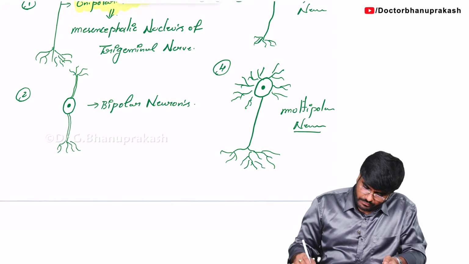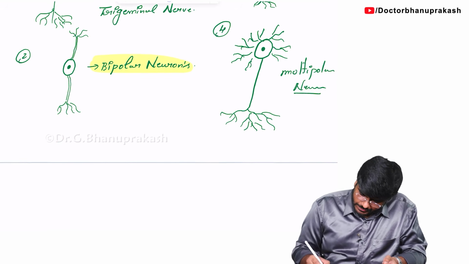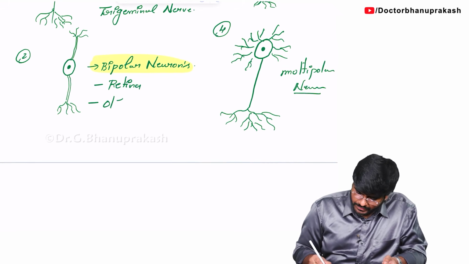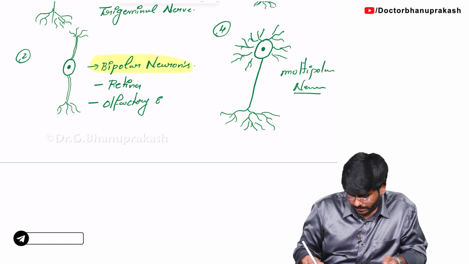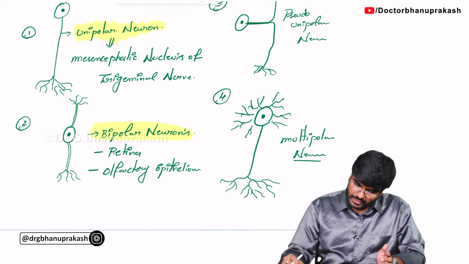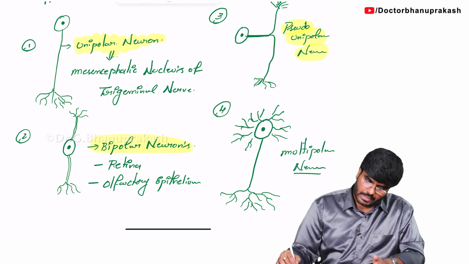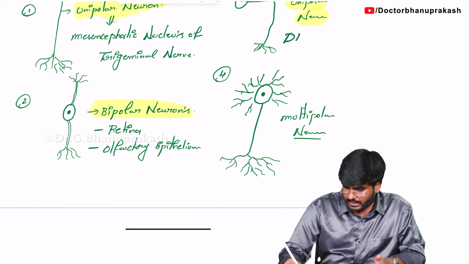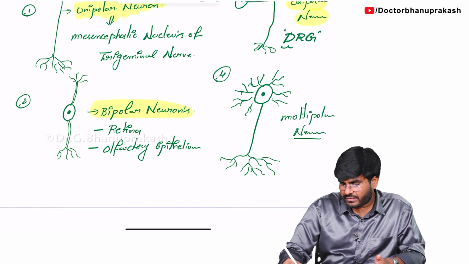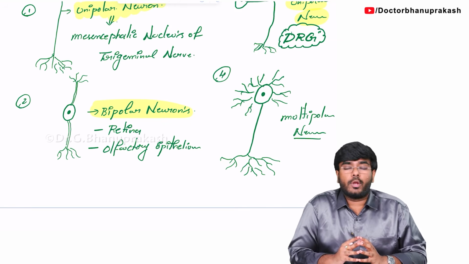Next, where do we see these bipolar neurons? Bipolar neurons are seen in the retina and olfactory epithelium. So in our retina and in olfactory epithelium, there are bipolar neurons present. And where do we see pseudo unipolar neurons? Pseudo unipolar neurons are seen in the dorsal root ganglion. The sensory neurons present in the dorsal root ganglia are examples of pseudo unipolar neurons.